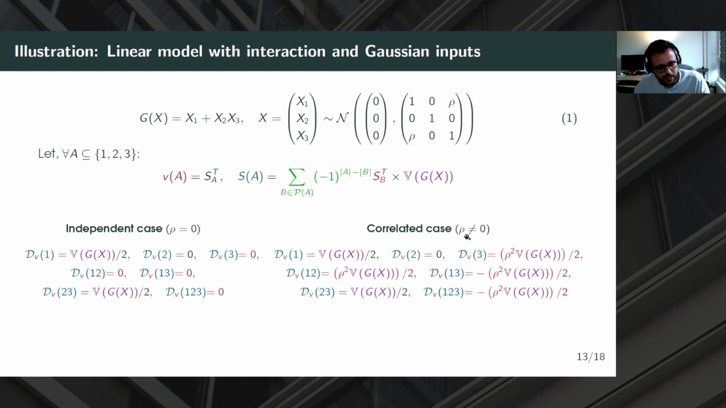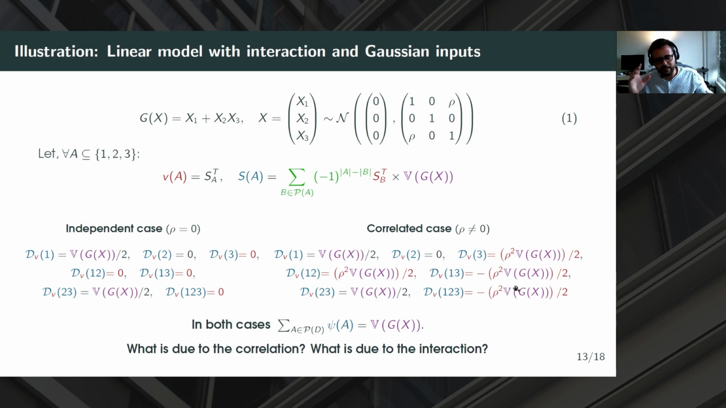But as soon as rho is different than 0, we can see that we have some other terms due to the correlation, which informs us basically that using this value function taints, in a sense, the quantification by mixing somehow the correlation with the interaction. Ideally, it wouldn't have to change. Basically, we would have the same thing whether they are independent or correlated. And in both cases, the sum of those dividends are equal to the variance of g of x.